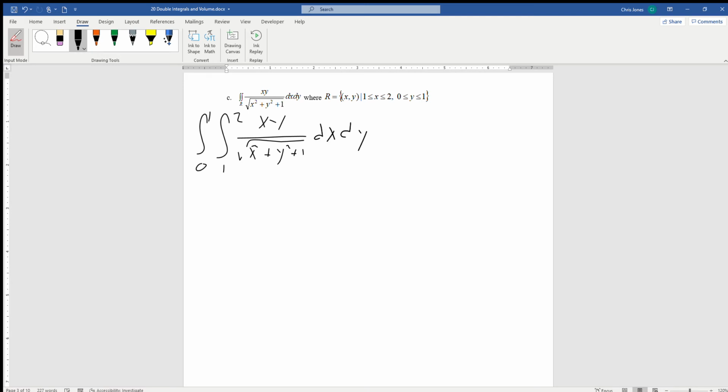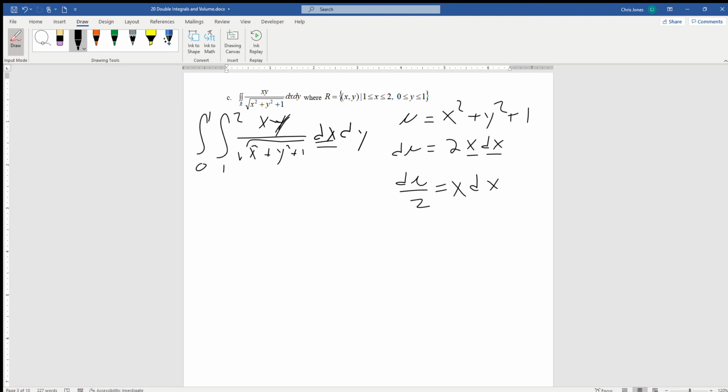We're going to have to do a u substitution on this. So let's let u be equal to what's underneath the radical, so that's going to be x squared plus y squared plus 1. du is going to be 2x dx if we take the derivative with respect to x, which we should because that's the integral or the variable that's first. We don't like the 2, so we're just going to divide by 2 to get x dx.